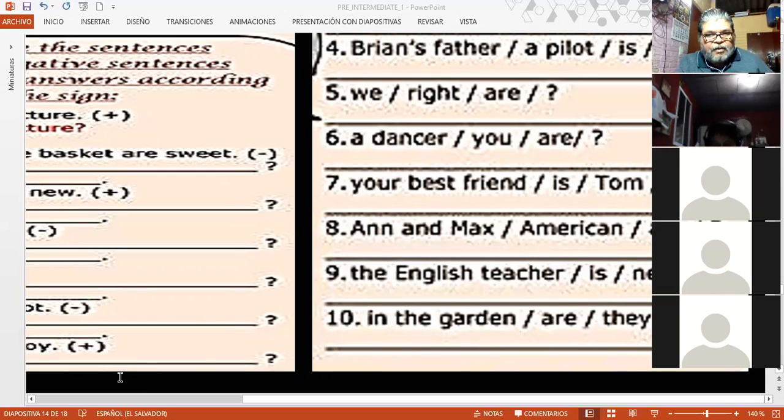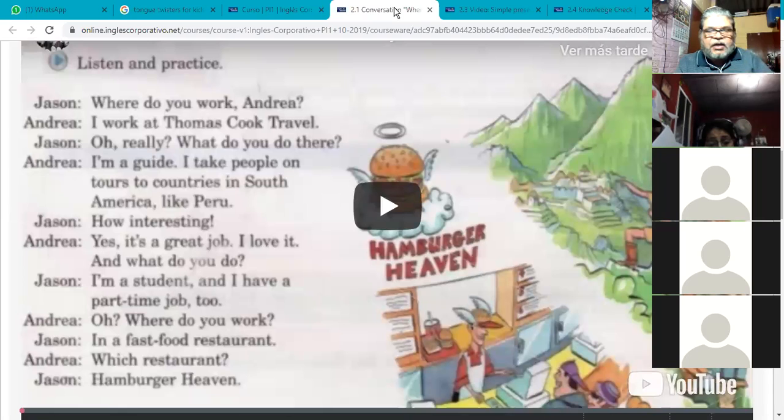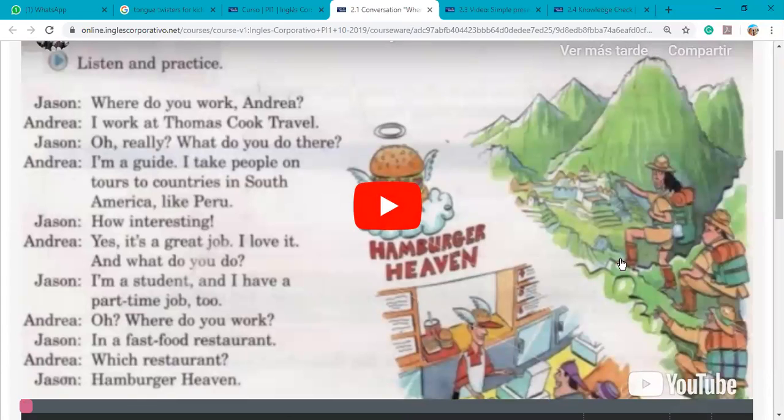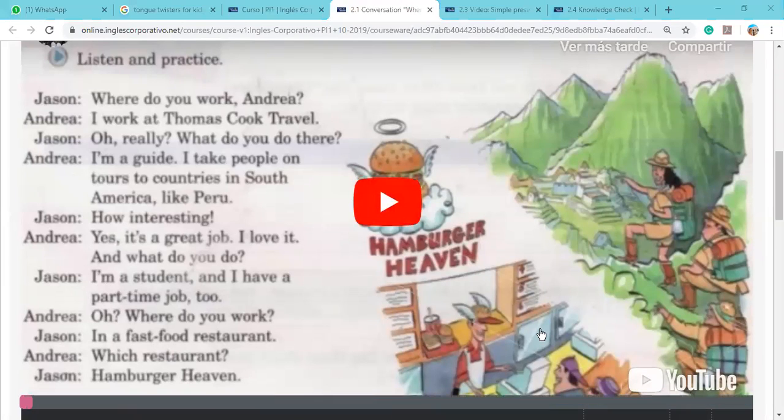Well, today we are going to continue with the next section. Let's go here. Okay, we have a conversation here that we are going to practice. But as usual, first tell me what you see in the picture. What do you see in the picture?